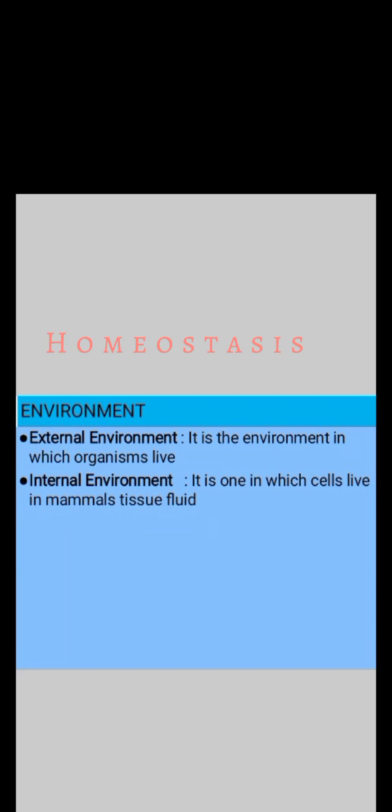What is the external environment, and what is the internal environment? The external environment is the environment in which organisms live. We are living in a habitat, so the habitat is also called the external environment. The internal environment is the one in which cells live, in the mammal's tissue fluid. Our body is the internal environment, where the cells of the mammal and the tissue fluid live.